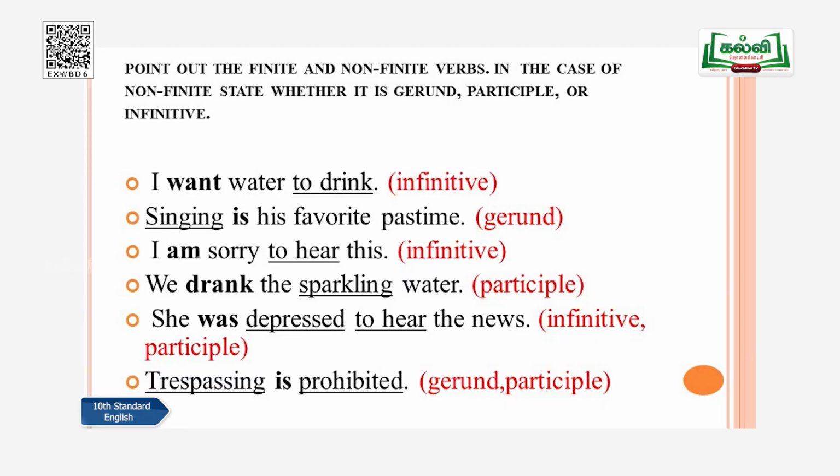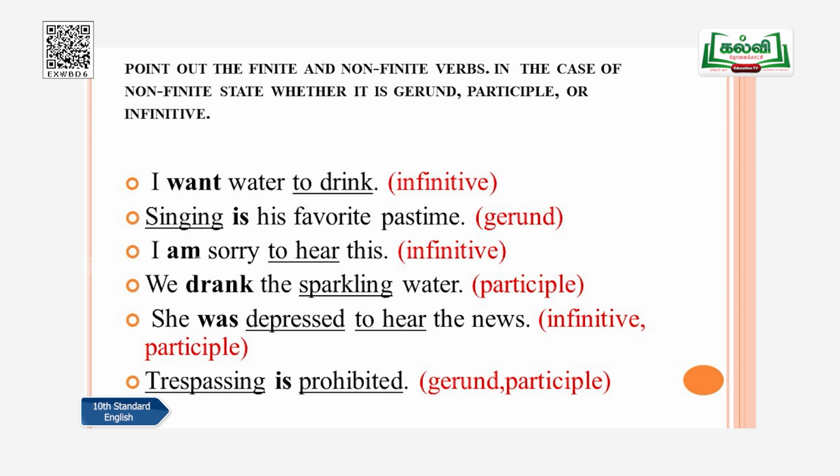The first one, I want water to drink. Here want is finite, to drink is non-finite, and what kind? Infinitive. Very good. Now you will have to justify why it is a finite and why it is a non-finite in order to help yourself to make it clear. Okay.